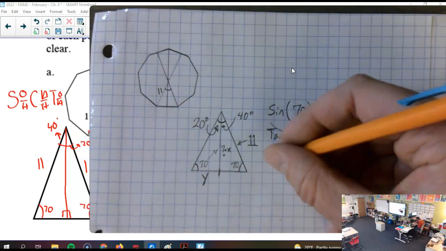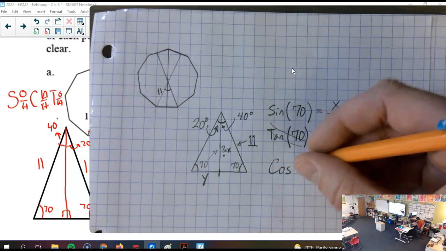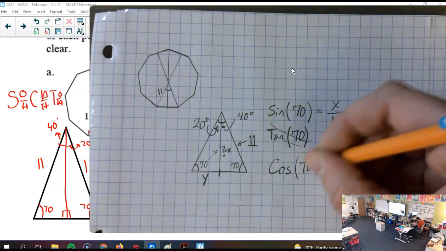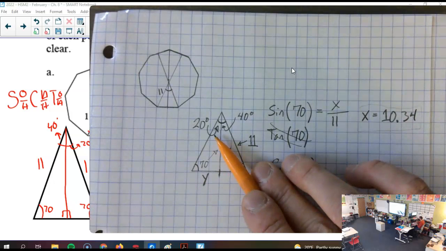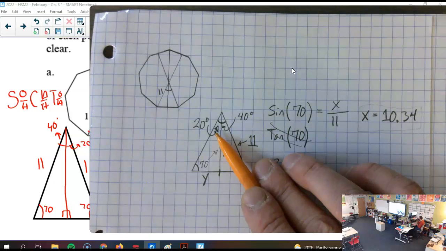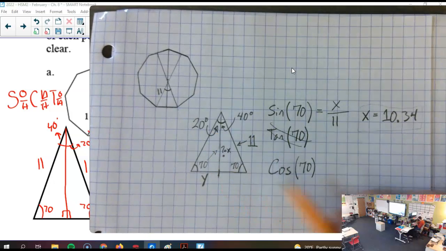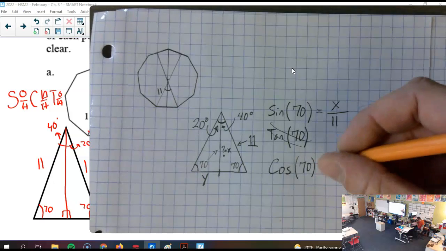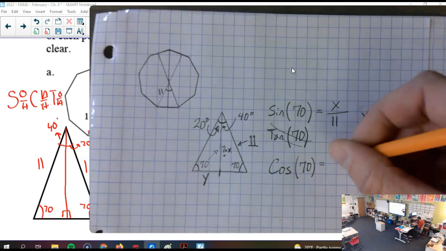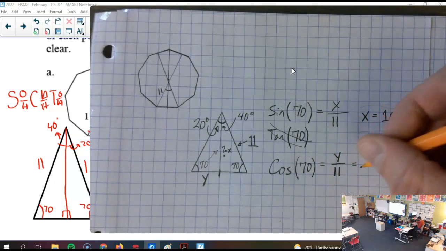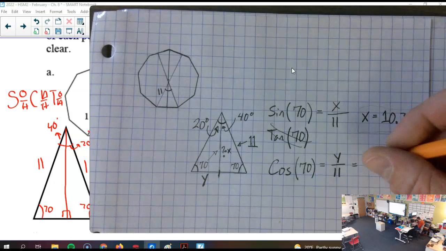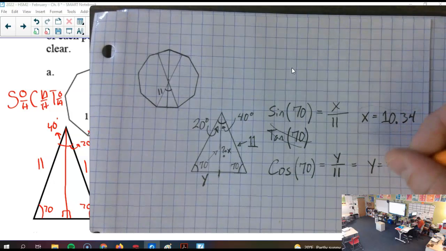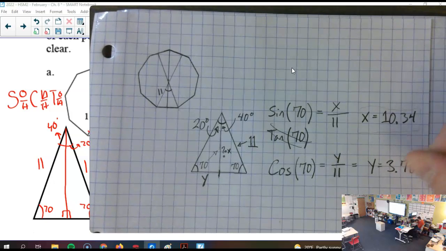So if we use cosine of 70, now we could have still used sine, but we'd have to switch it to sine of 20. So either you could still use sine of 20, or you could use cosine of 70 equals adjacent over hypotenuse. So now 11 cosine 70. I got 3.76. Yeah, 3.76. It was the exact same thing to like 9 decimal places.